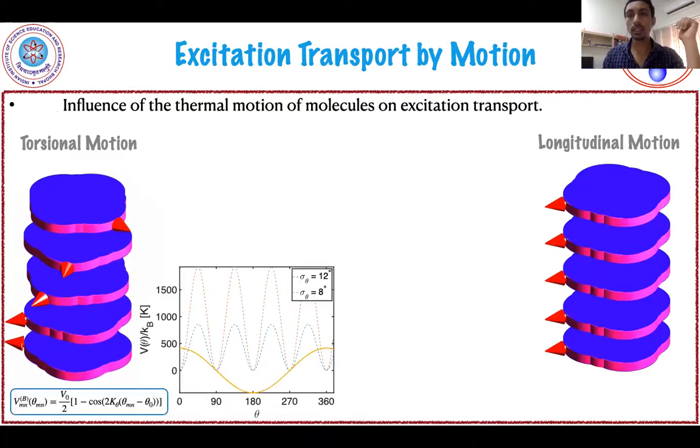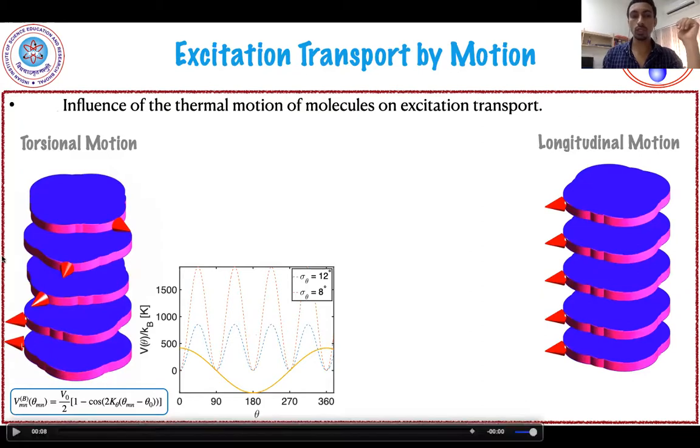And the potential that binds these molecules is modeled by this form. Here V0 is the strength of the potential. K theta is the periodicity of the potential. Theta 0 is the equilibrium angle here. And theta m is the angular separation. So you see that this potential is four-fold symmetric, so that it models the actual structure of a molecule.